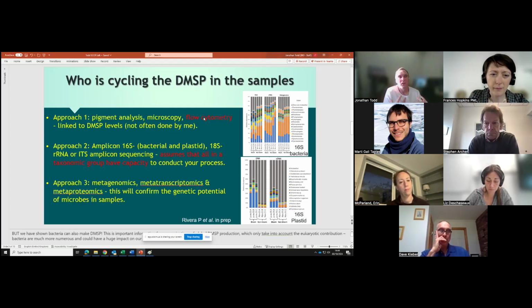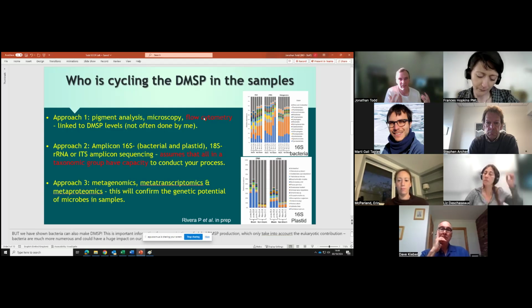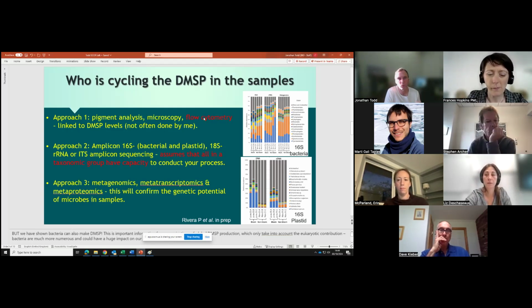So all of those techniques in approach 1 rely on you assuming, with the exception of flow cytometry, that the organisms that you find there are producing DMSP, and you're also assuming the levels that they might be making. Of course, you've got a measurement, but all of these samples are quite complex, and knowing which organisms are mainly responsible is what we're trying to get to. So we'll move on to a completely molecular approach.